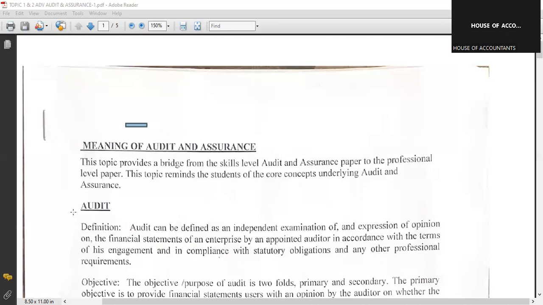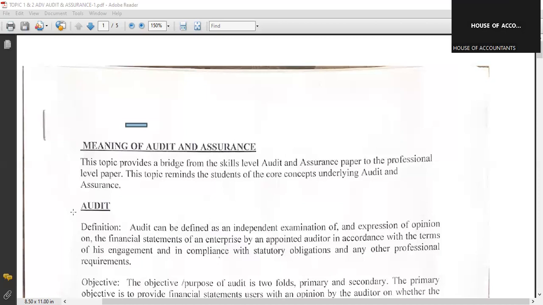Now, today I want to look at the meaning of audit and assurance. What does it mean? He said this topic provides a bridge from the skills level audit and assurance paper to the professional level paper. This topic reminds the students of the core competence underlying audit and assurance. So what we're saying is that this is advanced. It's different from the normal audit and assurance you have at skills level.